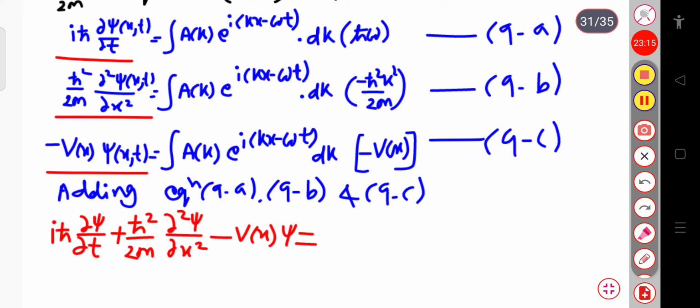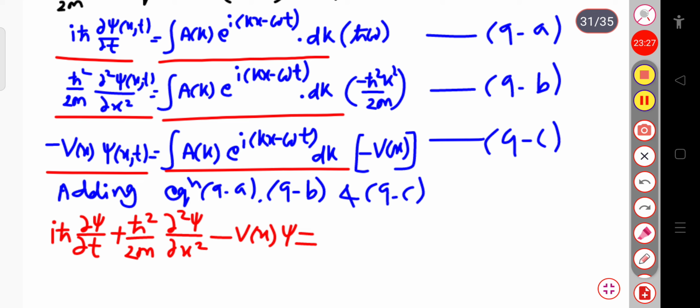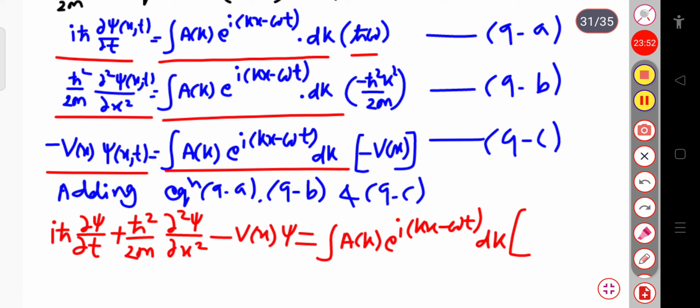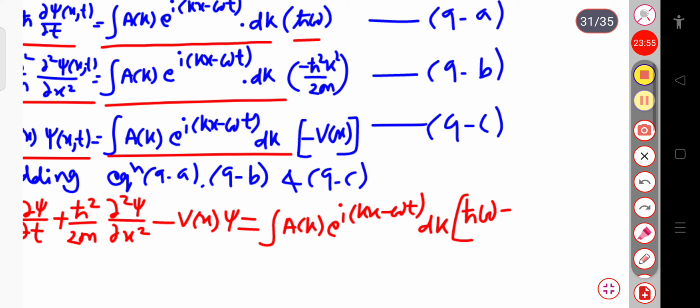Now you can see that this term, the integration of a(k) exp(i(kx − ωt)) dk, is present in all three. So if I take this term common from the three terms, the remaining terms will get added. So this is equal to the integration over a(k) exp(i(kx − ωt)) dk, and then the remaining term will be ħω minus ħ²k²/2m, and the last one, minus V of x.